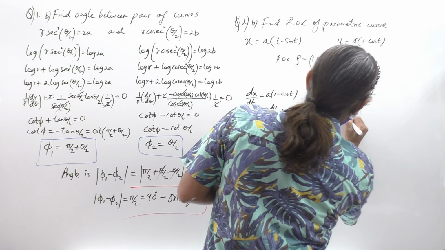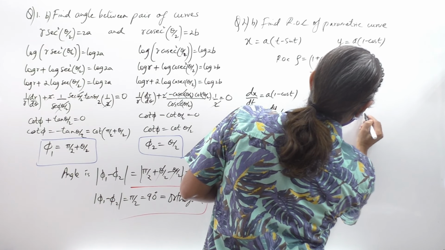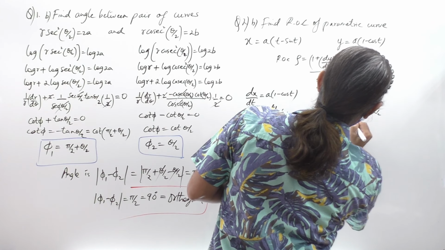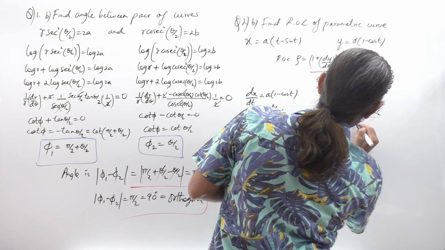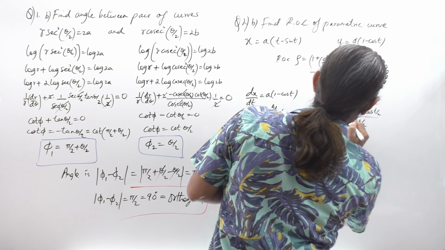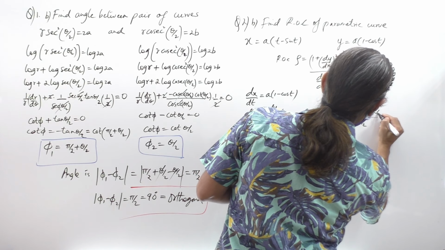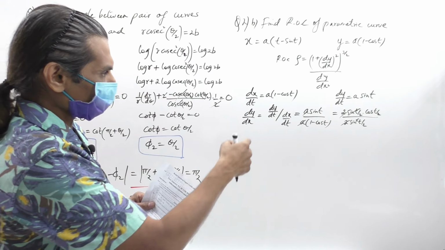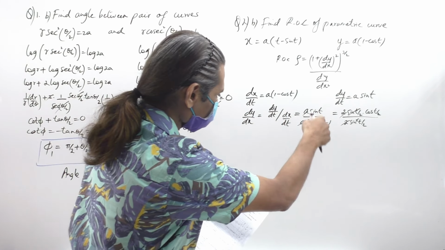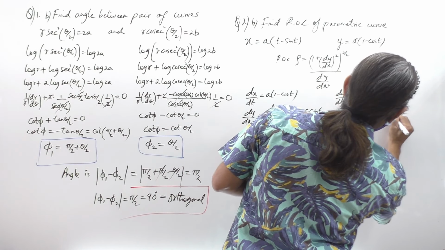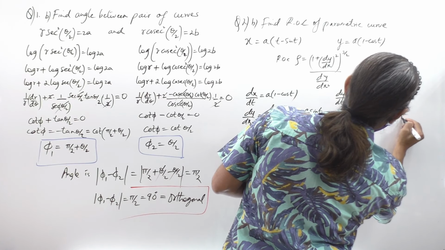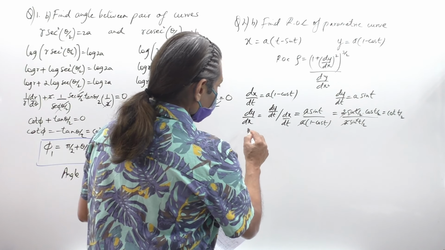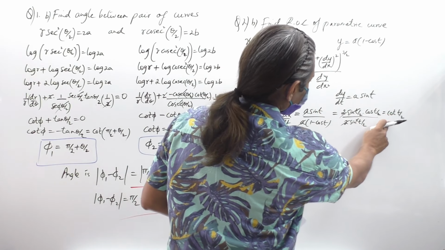Sin t is written as 2 sin t by 2 into cos of t by 2, and 1 minus cos t is 2 sin square t by 2. The 2 cancels, sin cancels, and you know cos by sin is cot, so we get cot t by 2. Now we see we got dy by dx is cot t by 2.